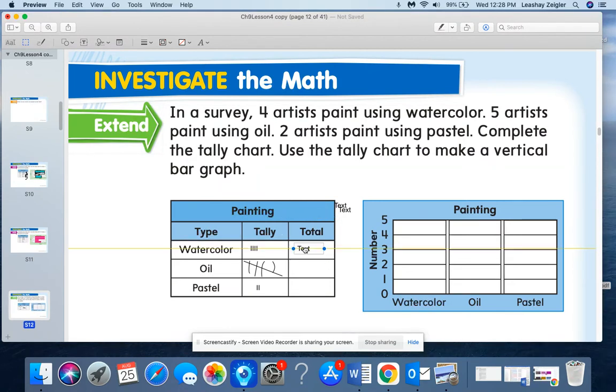Now I have to fill in my totals. This is our data. Remember, it's one of our vocabulary words. So I have 4 here. I have 5 there. And I have 2 there. That is my data. This is my data set based on my survey of people. And now I have to come over here and fill it in.